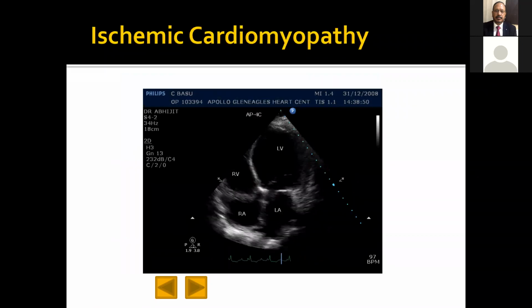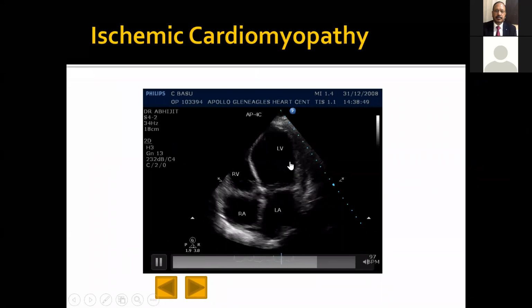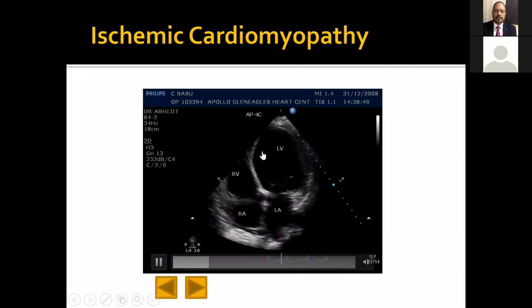Same patient, apical four-chambered view. Look at the septum. The septum is thinned, scarred, and akinetic, and the lateral dimensions of the left ventricle are increased.